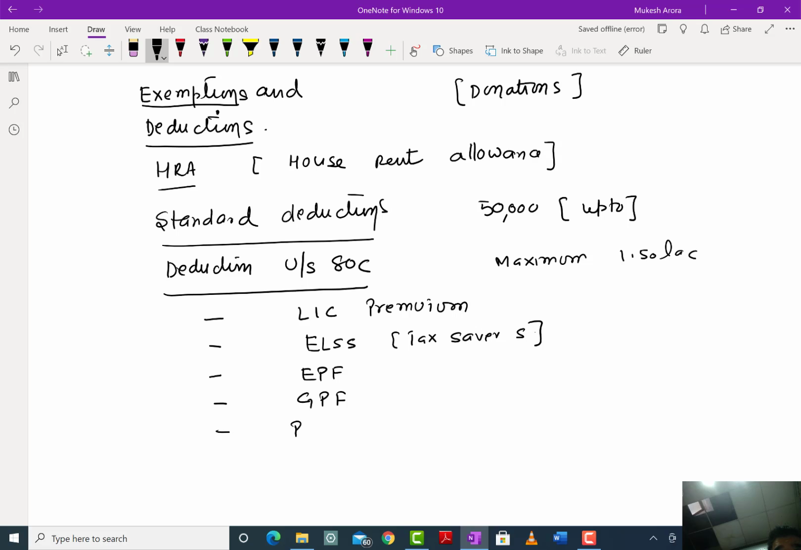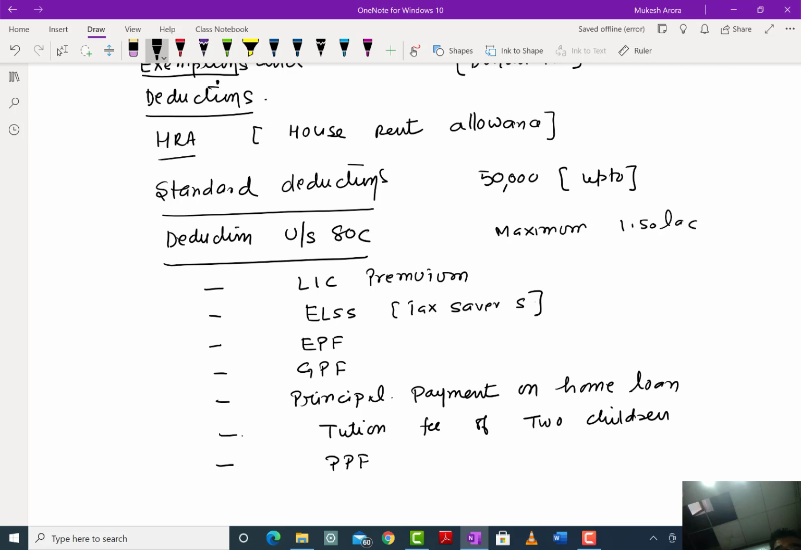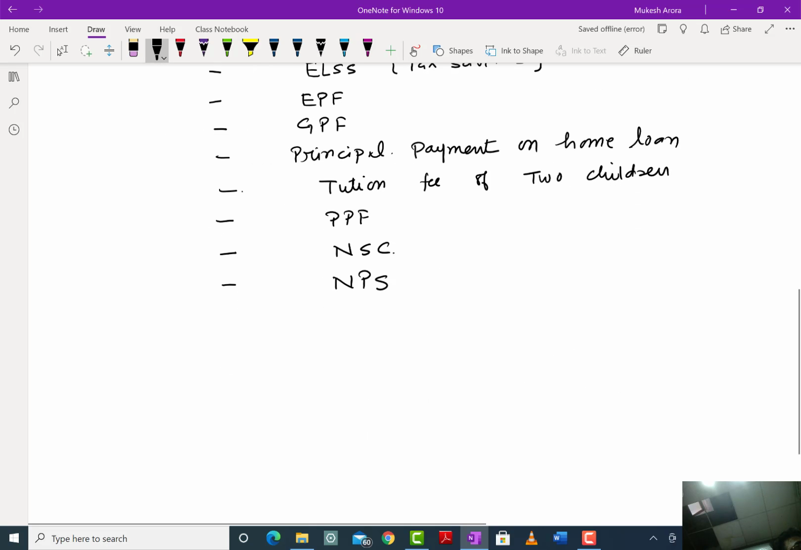Then we have principal payment on home loan. Then we have tuition fee of 2 children, that is maximum up to 2 children are allowed. Then PPF, Public Provident Fund. Then National Saving Certificate, NSC, and then the new one is NPS, National Pension Scheme. Whatever is the total of this, maximum 1,50,000 is allowed as a deduction under section 80C.